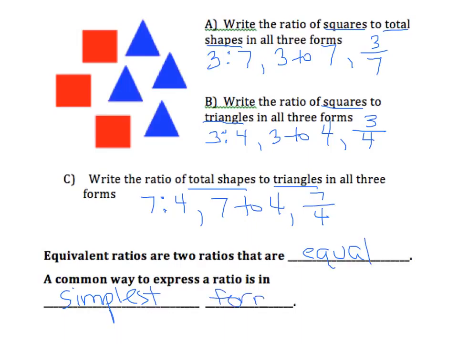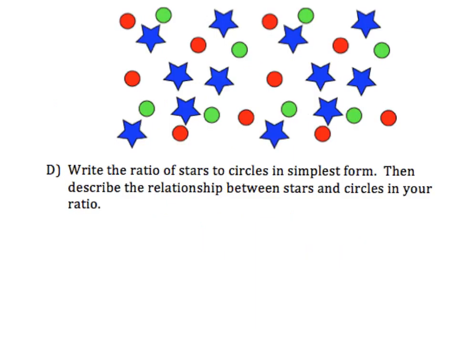In simplest form means you reduce your ratio. I'm going to show you how to do that if you're a little confused on what that means. So let's look at an example D.